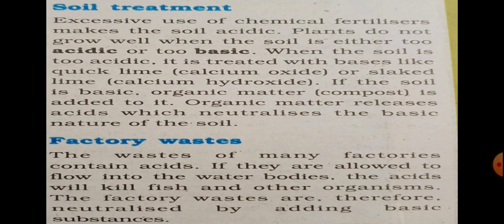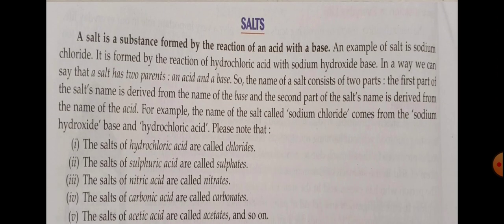And factory waste: many factories' waste contains acids, and if it is allowed to flow into the water bodies, the acid will kill all the animals that live in water, like fish and other organisms. So factory waste should be treated with basic substances to neutralize it before discharging it into the rivers and water bodies. Understood? This way, the neutralization process is going on in our everyday life.